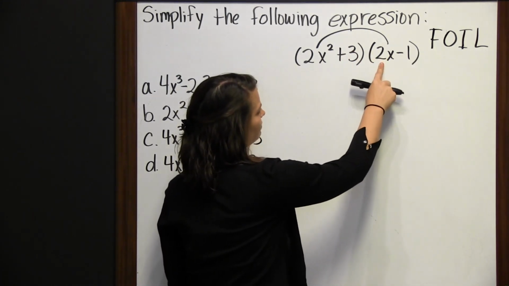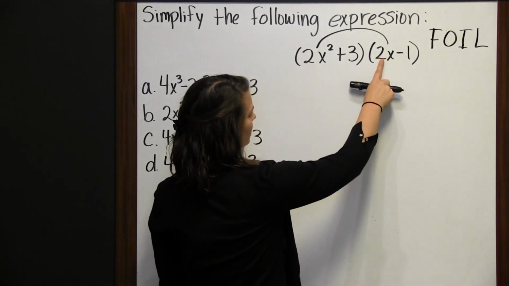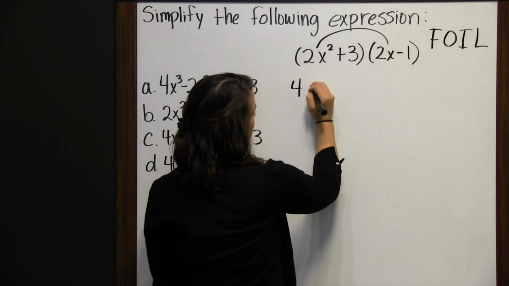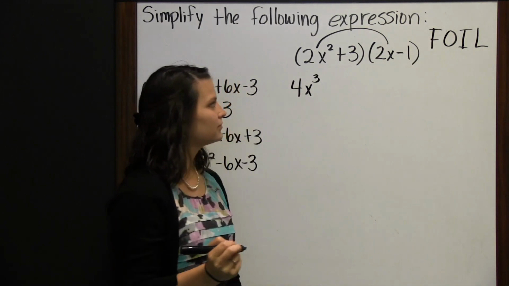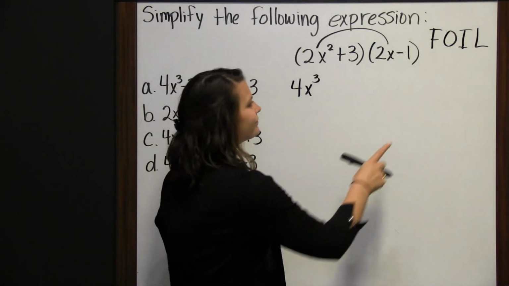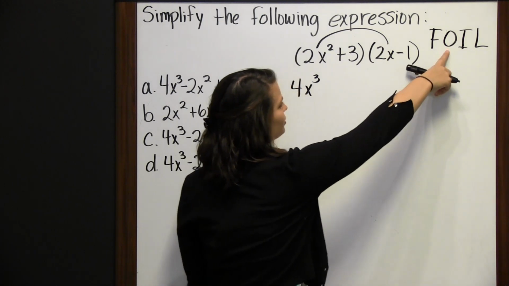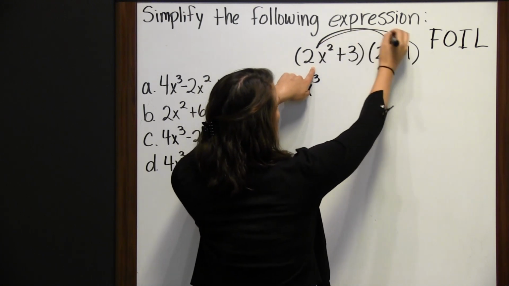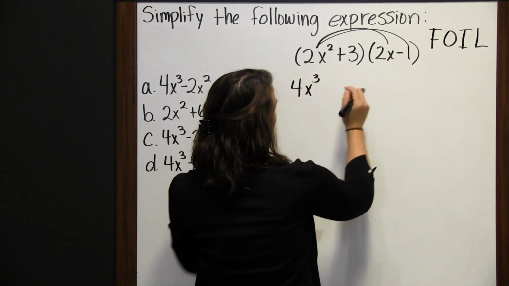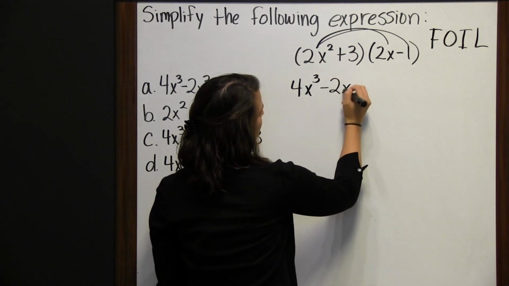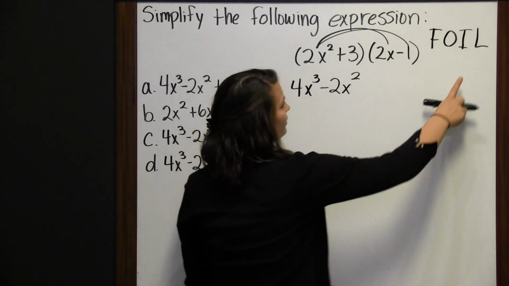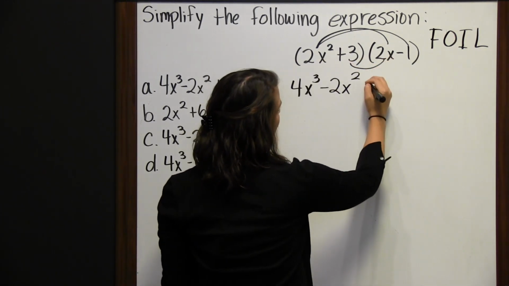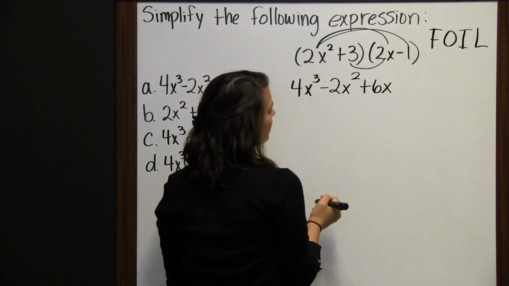2x squared times 2x. 2 times 2 is 4. X squared times x is x cubed. Next we do O, which stands for outer. So those are the two terms on the outside, which would be 2x squared and negative 1. So 2x squared times a negative 1 is negative 2x squared. Then our inner terms are the two terms on the inside, 3 times 2x, which is a positive 6x.